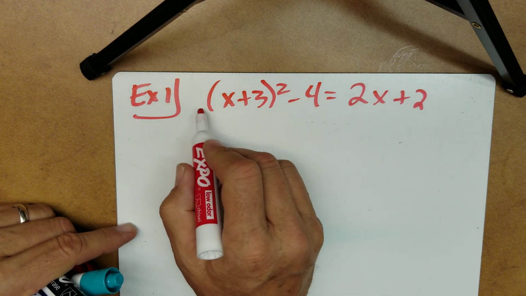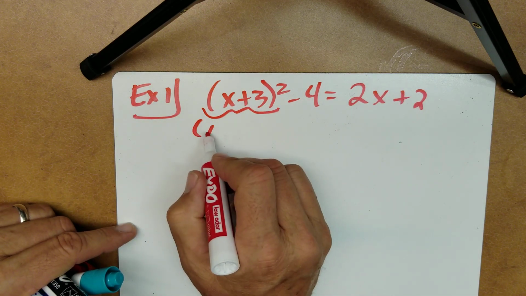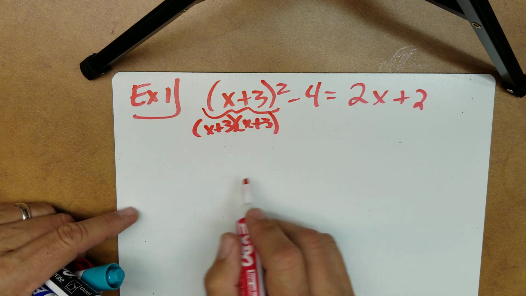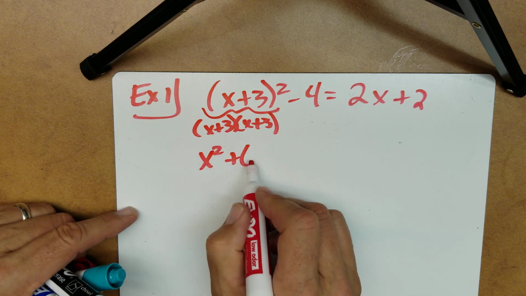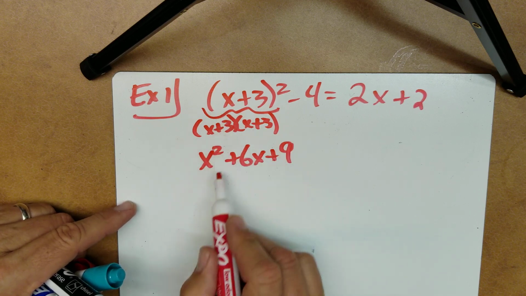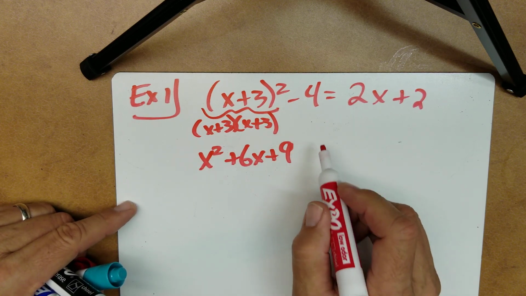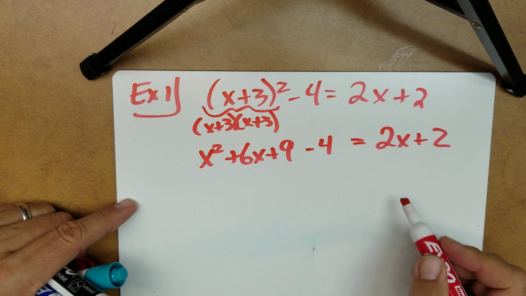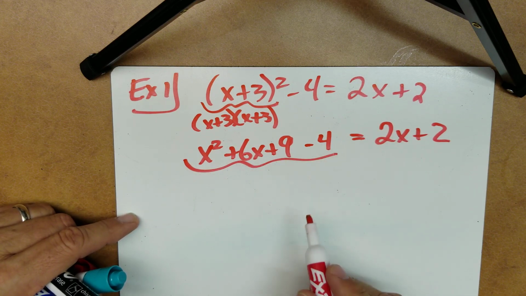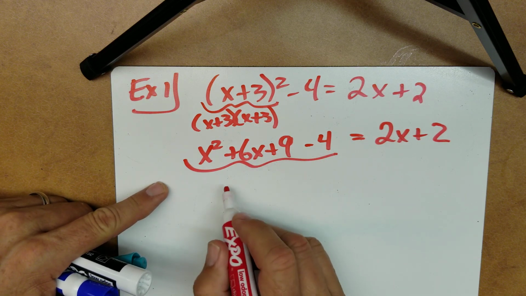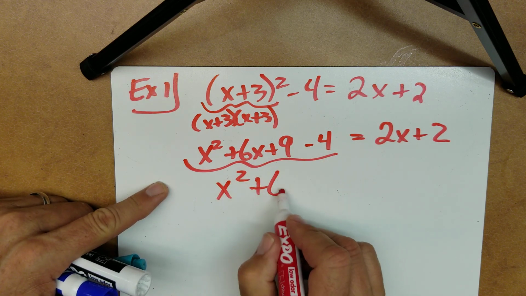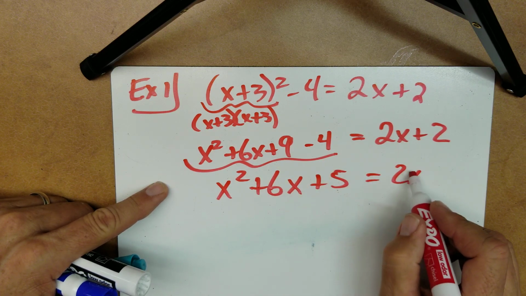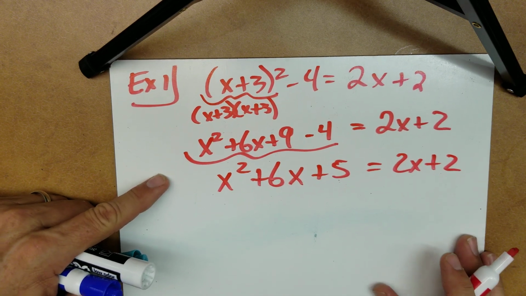So the first thing I'm going to do is I'm just going to expand that. That's x plus 3 and x plus 3. If I do FOIL on that, I get x squared plus 6x plus 9. So this is this. But I can't forget that minus 4, and of course I still have all this junk over here. Now I'm going to simplify just this left side. x squared plus 6x plus 9 minus 4 is 5, and that still equals 2x plus 2.